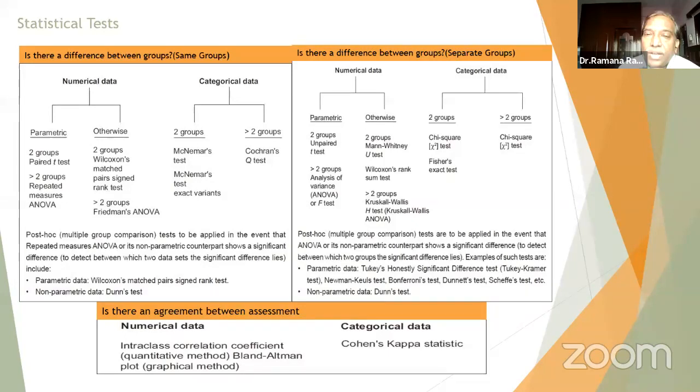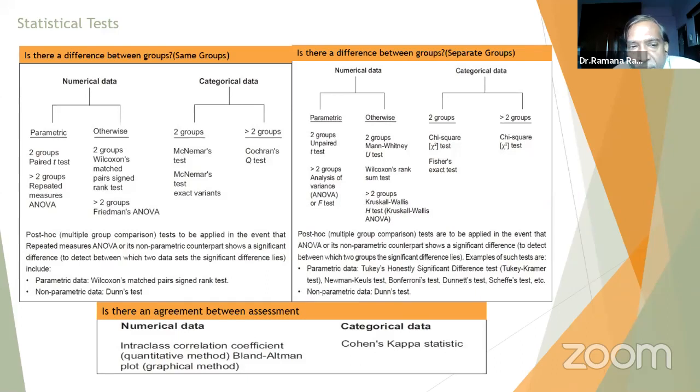So for that, the best way is to converge on a specific test. For the benefit of all, I have divided the tests based on which test needs to be used where. This is a very, very important one.